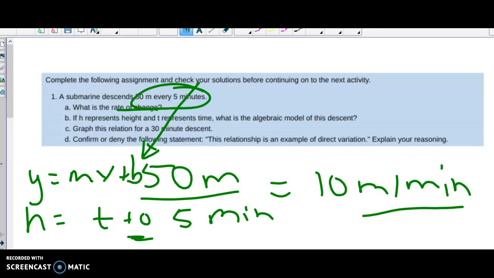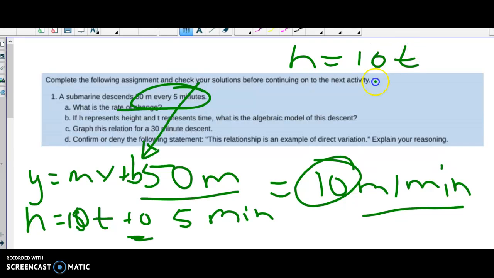And then we know that it increases by 10 meters per minute. So when you're done, your equation will be this, right? Okay, so that's the rate of change. What would have been here that's missing, it's 0, is the initial height. Okay, and then you're going to graph it, and then direct variation.